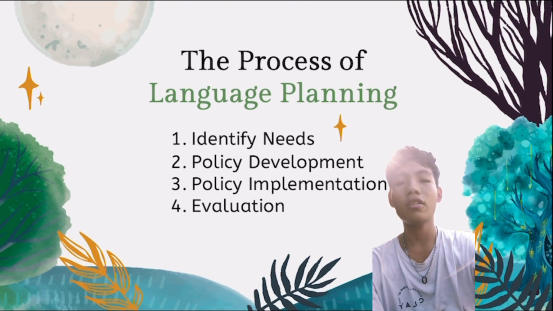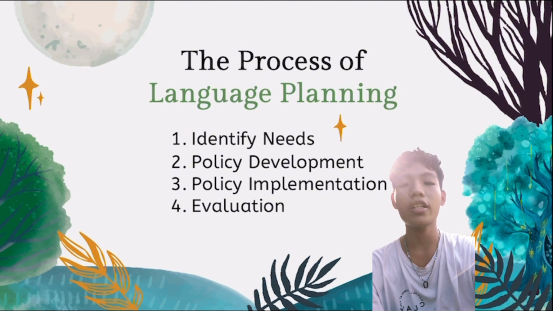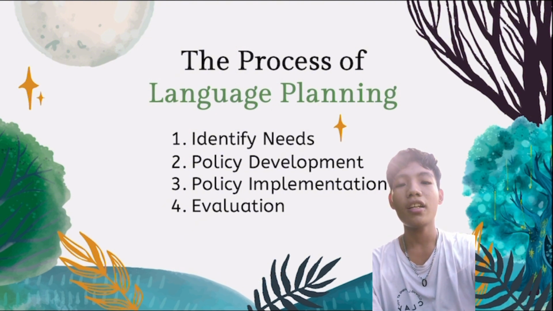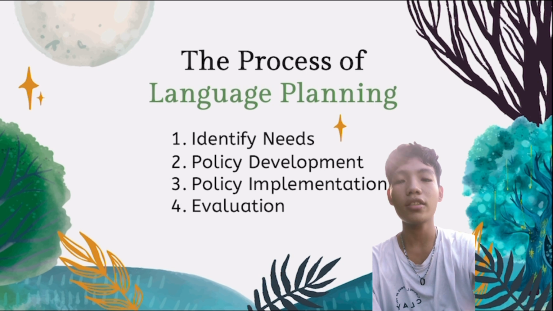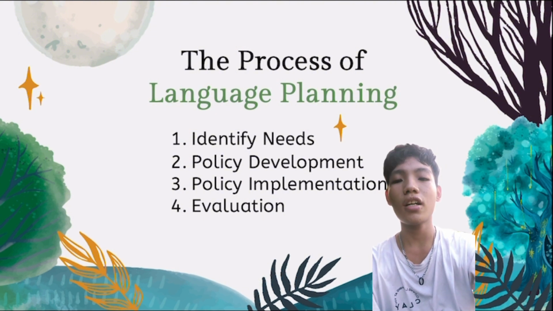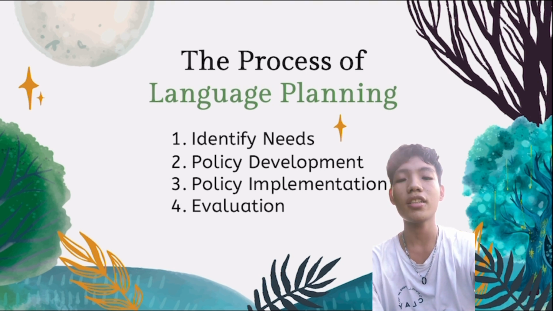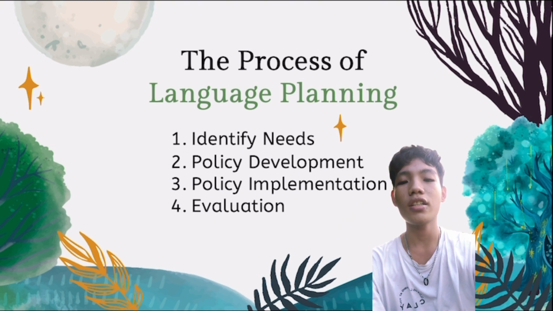So here is one example of successful language planning, that is in Canada. Canada has two official languages, English and French, but also recognizes many other languages spoken by minority communities. The success of multilingual policies in Canada can be seen from the implementation process, which has created an inclusive society and supports equality for all speakers.